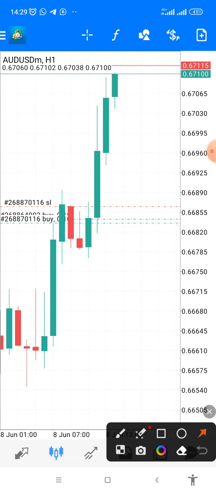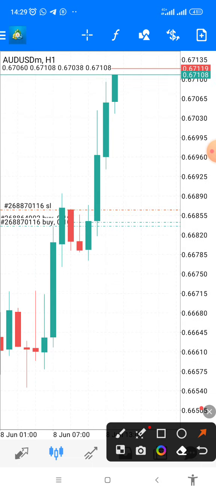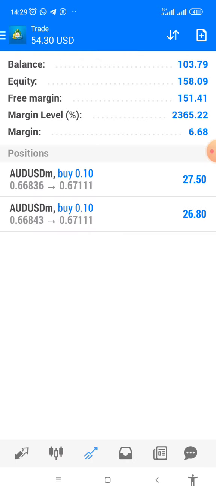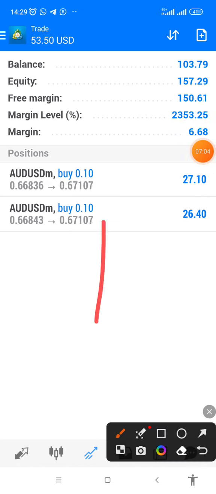Now, how do you do this? For you to do this, you will go to where the trades are running. Okay, let me quickly do that. Now the trades are running $54 profit. So to be able to do that, you will tap on each of the trades. Each of the trades you are seeing here, you tap on each of them.